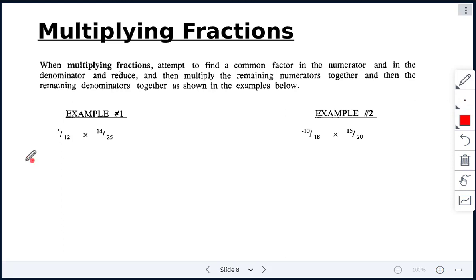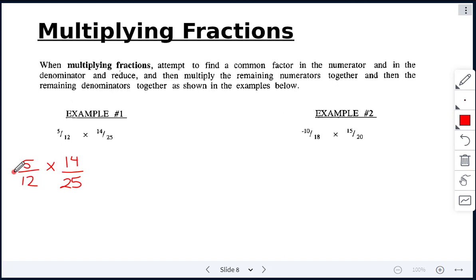So there's a couple ways you can do multiplying. So the first way, which is being explained in the rule above here, is to reduce before multiplying. All right, and we use the diagonal reducing method. So here 5 over 12 cannot be reduced. 14 over 25 cannot be reduced, but we can reduce diagonally.